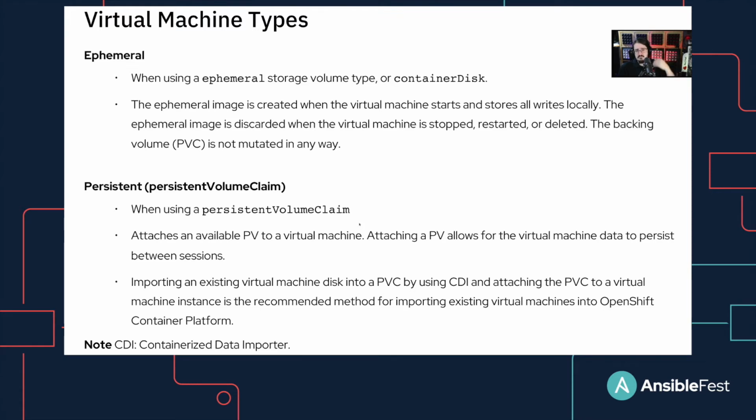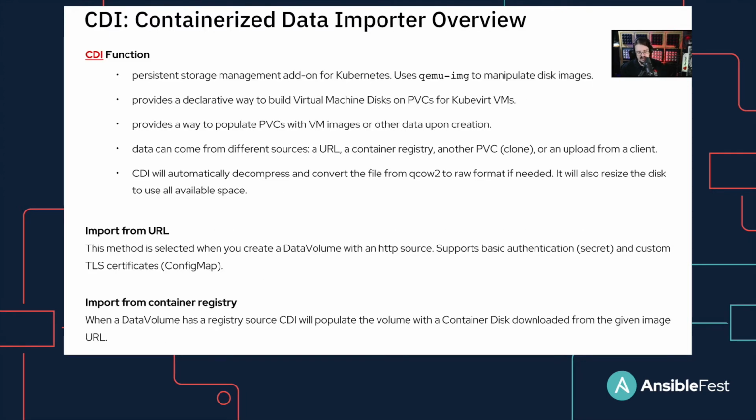Now there are different types of virtual machines. Some of them are ephemeral and some of them are persistent. If you're setting up an immutable image or, you know, ephemeral image types within your build process, then you may want to take a look at the ephemeral images as well.